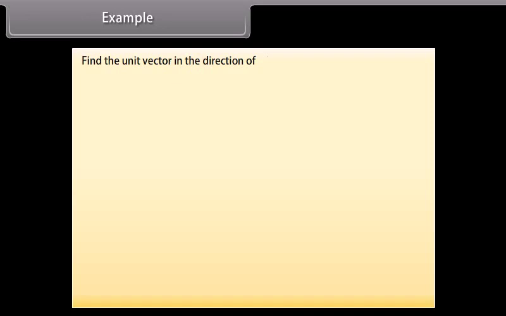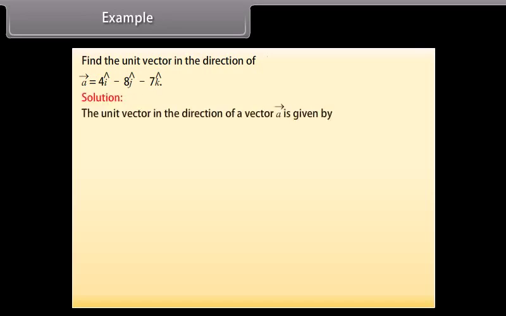Example. Find the unit vector in the direction of vector A equals 4 cap i minus 8 cap j minus 7 cap k. Solution. The unit vector in the direction of a vector A is given by cap A equals vector A upon mod of vector A.